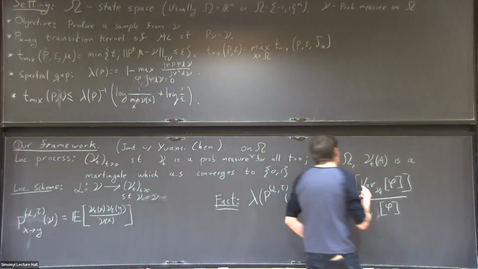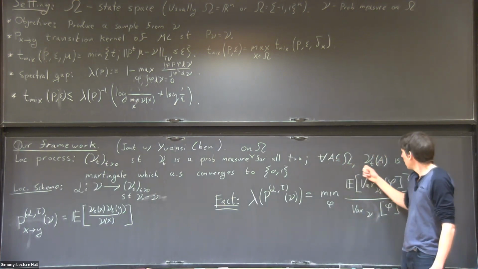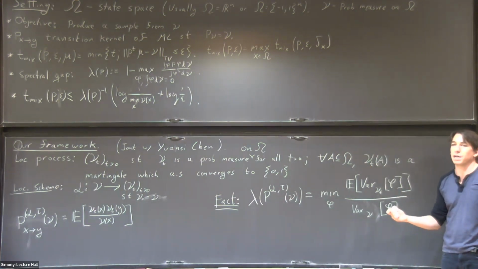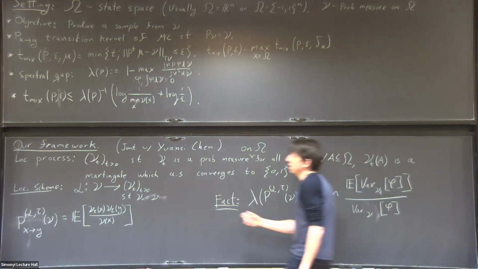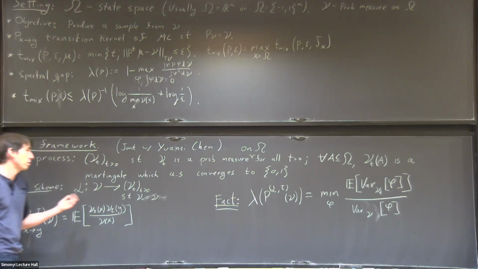And as a stochastic process, it has the following property: for every subset A of omega, I can look at the process nu_t of A. Now this is a real-valued stochastic process, and what I want is that this thing is a martingale. Since those are probability measures, it's a martingale taking values between 0 and 1. By the martingale convergence theorem, it converges to some value as t goes to infinity. It can't move forever, with probability 1.